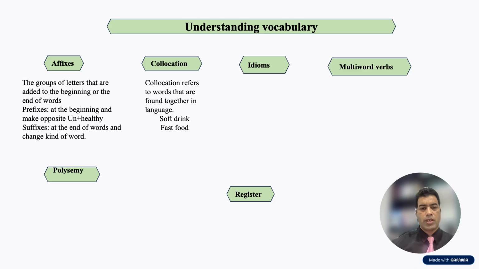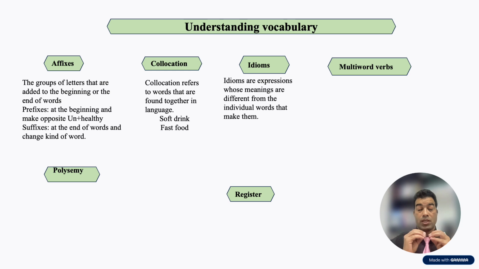If we talk about collocation, it refers to words that are found together in a language. For example, we use soft drink and fast food. We cannot say soft food, fast drink. So these are words that are collocations, which are supposed to be used together.